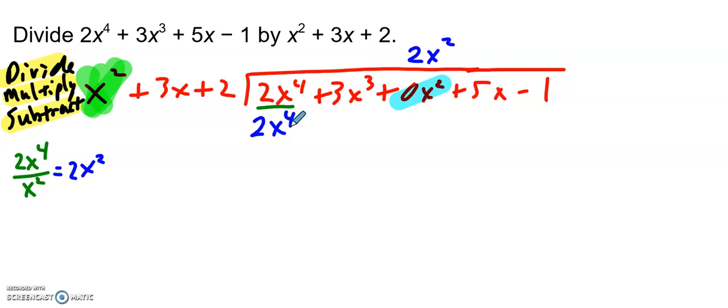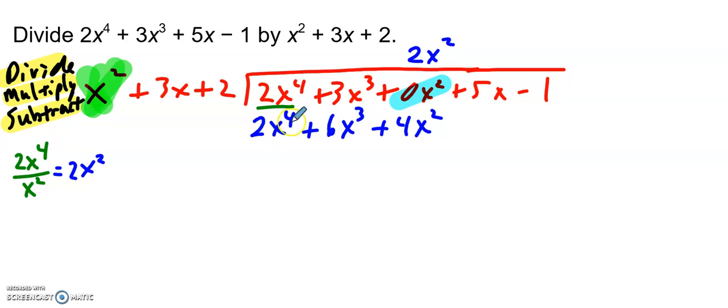And now the other thing with the multiplication step is we actually have to multiply what we have here by every term that we're dividing by. So 2x squared times 3x is going to be plus 6x to the third, and then 2x squared times 2 is plus 4x squared.